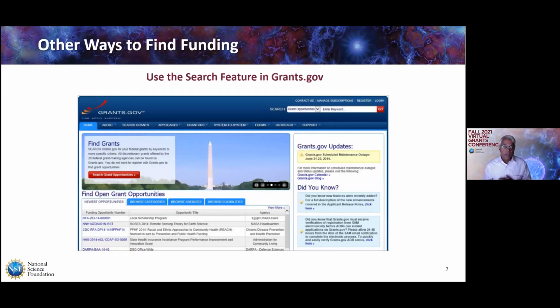So another way to find funding opportunities that NSF has is the federal government-wide grants.gov website. Grants.gov covers all federal opportunities, not just NSF, but including NSF. So you can go into the grants.gov website and do a keyword search there as well. And the advantage of doing that is, in addition to finding the NSF opportunities, you may also find other funding agencies that have similar funding programs that may cover your research topic as well.